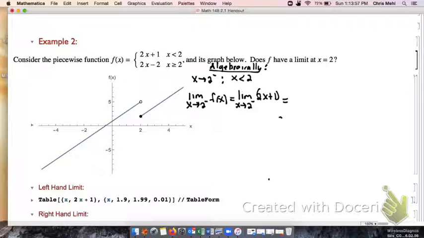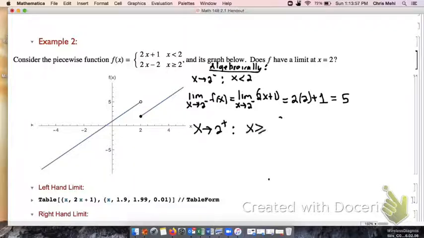Now that's a polynomial, and we're going to see in just a second that when you do limits of polynomials, you just plug the limiting value of 2 in. Sorry, that should be a 1. So I plug 2 in for x, and you're going to notice that you get 5. Then we can do the right-hand limit.